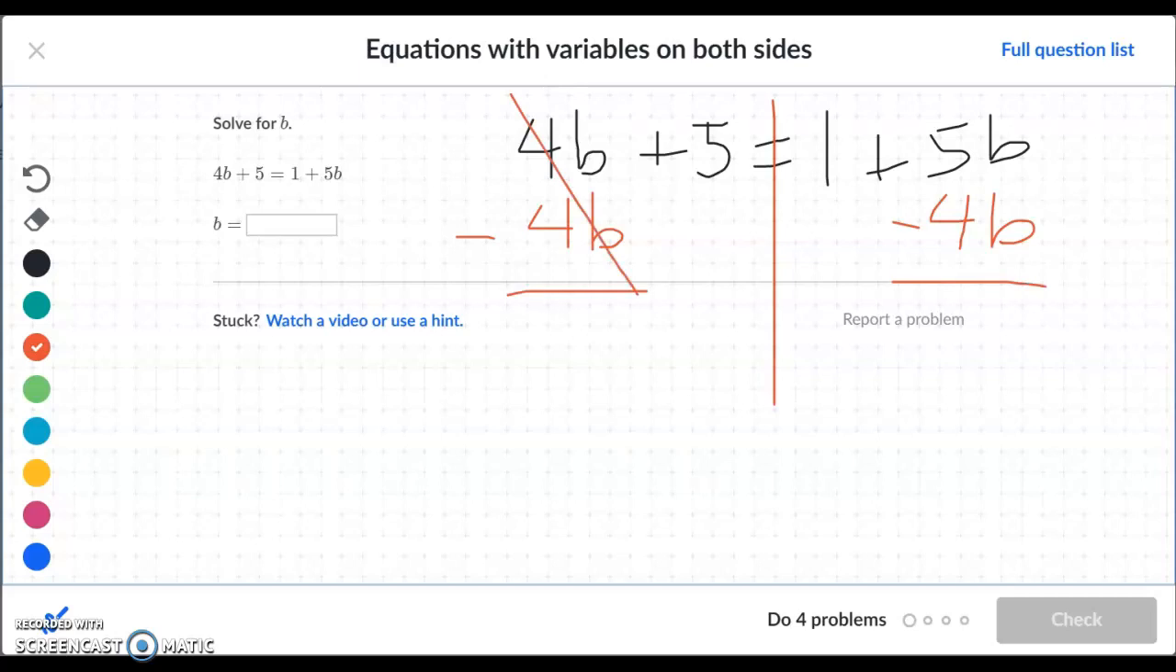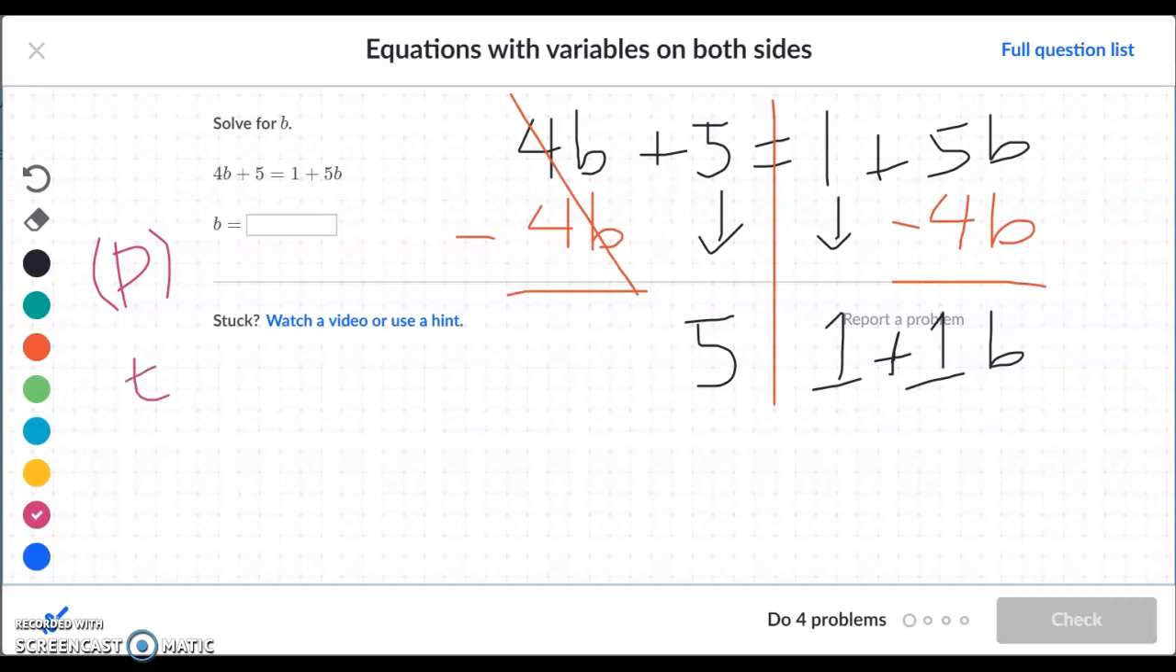I can cancel out the 4b on the left, and 5b minus 4b is 1b, so I'll write 1b. Everything else comes down. 1 comes down, 5 comes down. I have to make sure that plus comes down too, because 5b minus 4b is positive 1b. Now, thinking back to order of operations, which as a reminder is parentheses, exponent, multiplication with division, addition with subtraction, when we're doing algebra, we go in reverse.